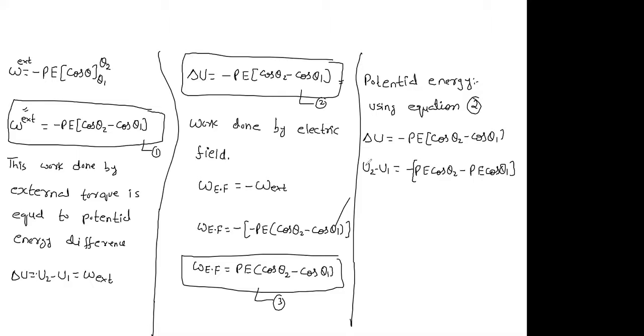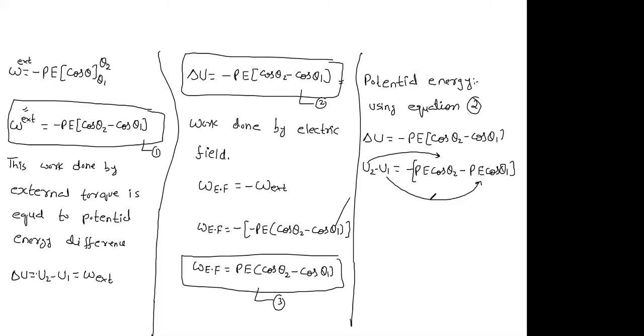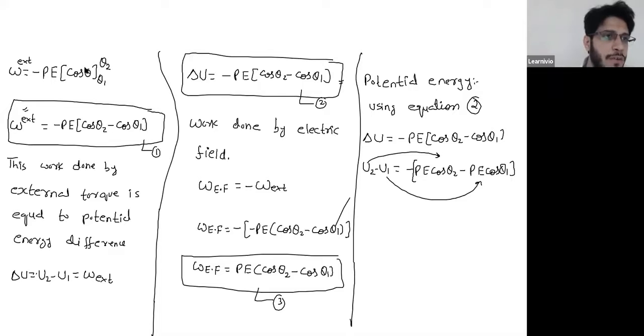U2 is PE cos theta 2 and U1 is PE sin theta cos theta 1. Okay, Afroza, can you guess the value of theta 1 for which U1 is 0? I need just U2. So let's choose a value of theta 1 for which U1 is 0. 90, very good. If I consider theta 1 to be 90 degrees, that means initially your dipole is perpendicular to the field. Then your U1 comes out to be 0 because cos 90 is 0.